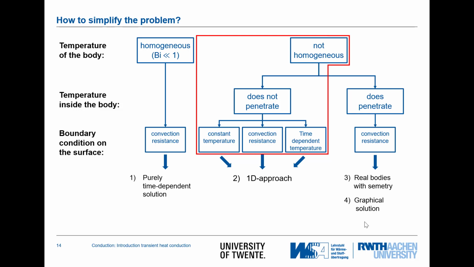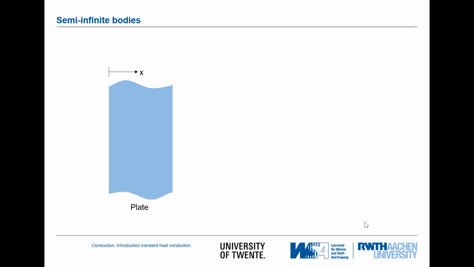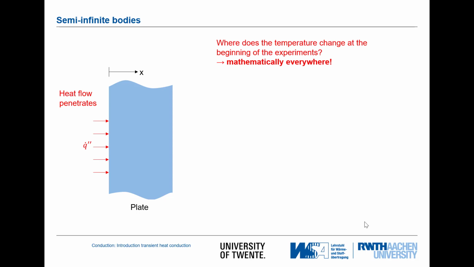This was the solution of the very simple case where we don't have any spatial derivatives. For the next lecture, we will look into the semi-infinite body problem, which means that heat flow penetrates into a body. The question is, where does the temperature change at the beginning of the experiment? Our intuition would say that we have to change only here in the left part if we look at a very short time, and the temperature on the other side is not affected. Mathematically, if we have a solution for that, we will see, of course, that there is a change everywhere, but this change is very small.